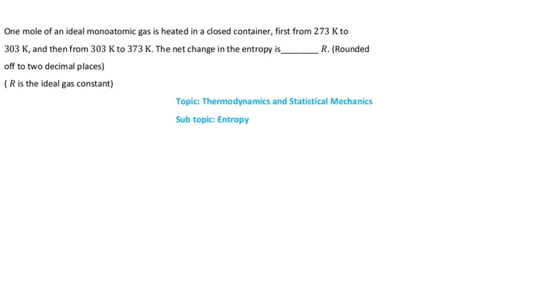So coming to the next problem, we have 1 mole of an ideal monatomic gas heated in a closed container. First from 273 to 303 Kelvin, and then from 303 Kelvin to 373 Kelvin. So it is of 2 steps, step 1 and step 2. And we need to find the net change in the entropy in terms of R.